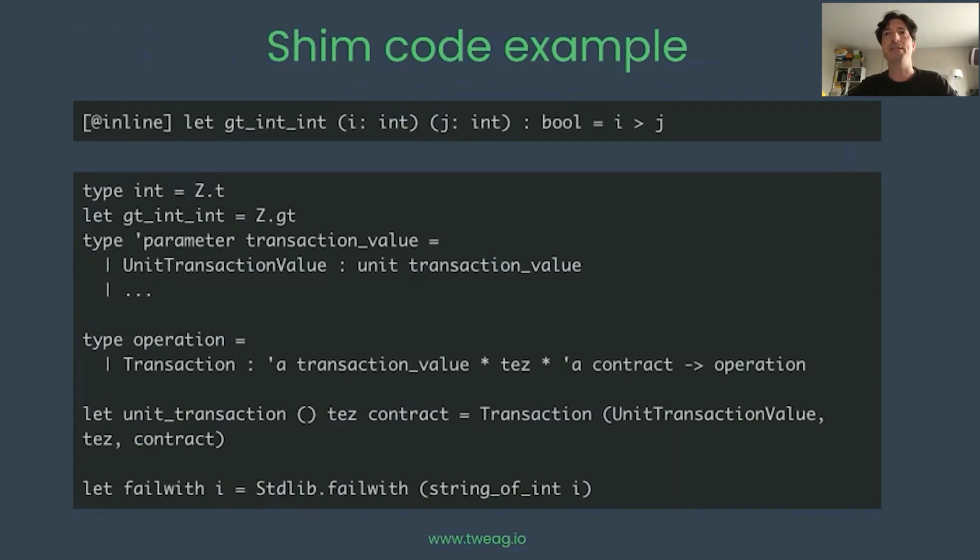And the box on the bottom there is the code that is only used on the OCaml side for some of the same things. So you can see that gt int there is aliased to the Z arithmetic library's GT function, because our internal representation of the LIGO int is from zarith.